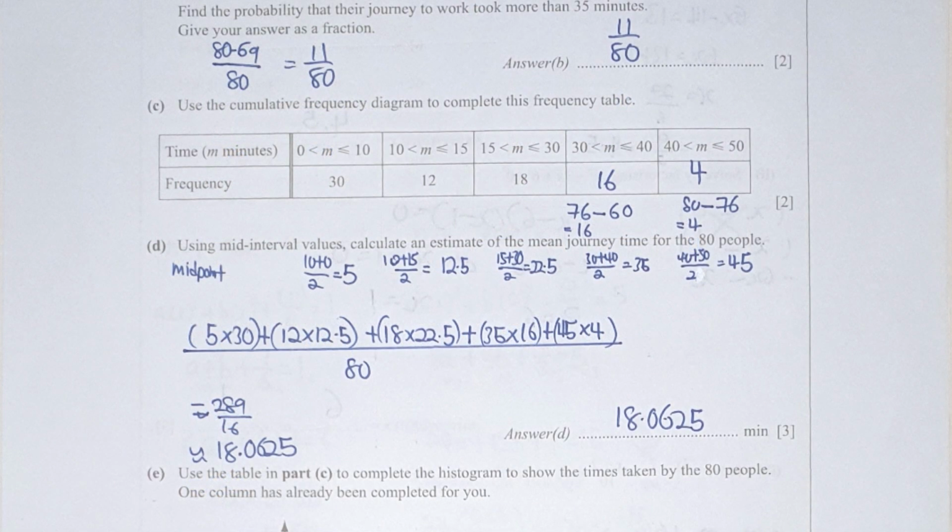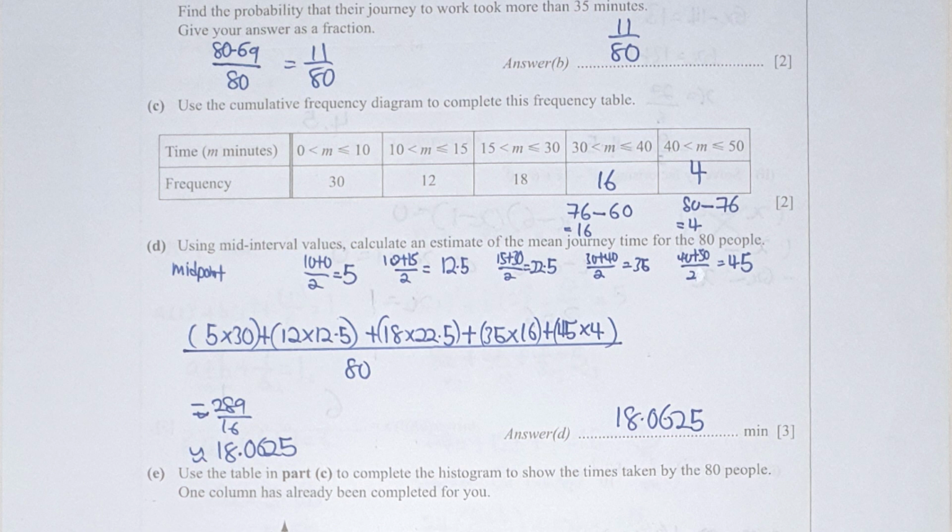Question C is to identify the frequency value of the different intervals. So from 30 to 40, all you need to do is to take 76 minus 60, it is 16. Whereby for 40 to 50, you take 80 minus 76, it will be 4.